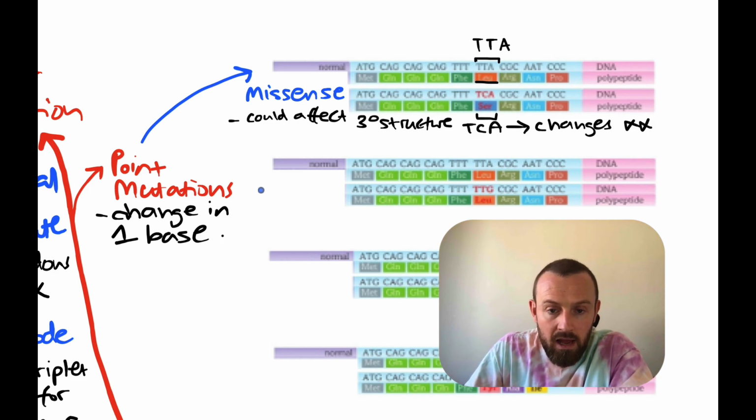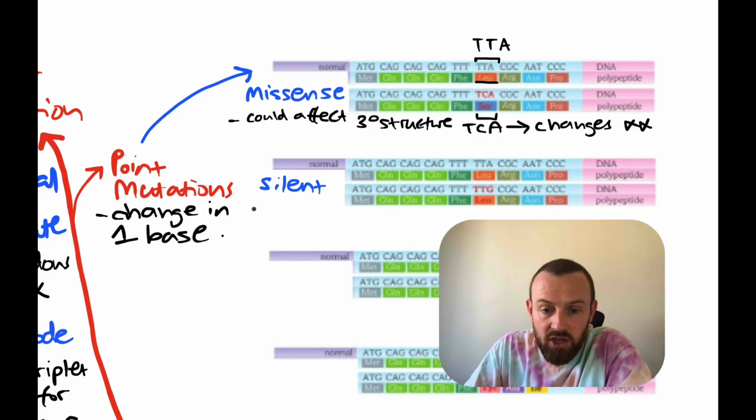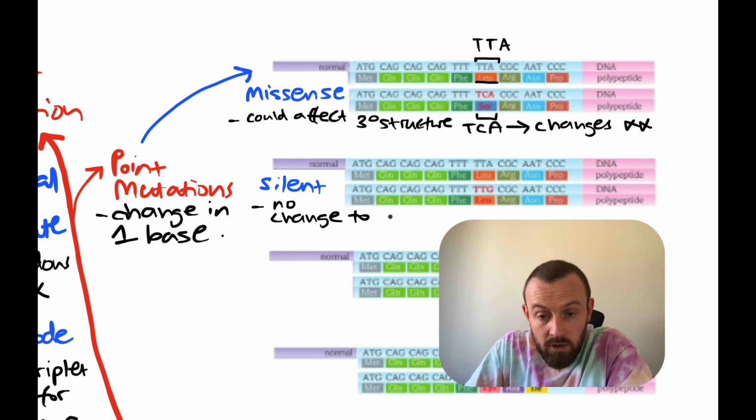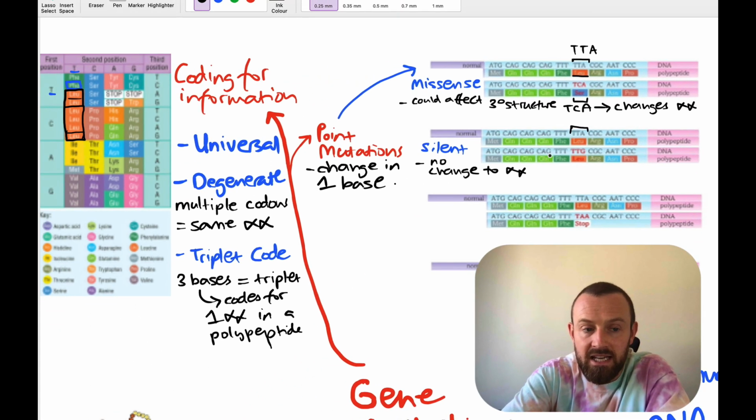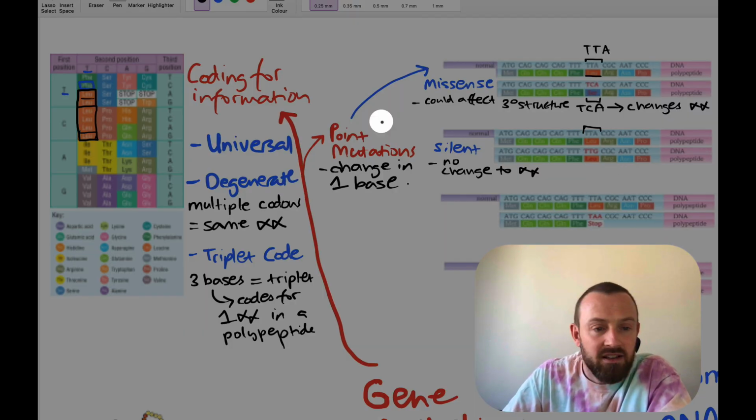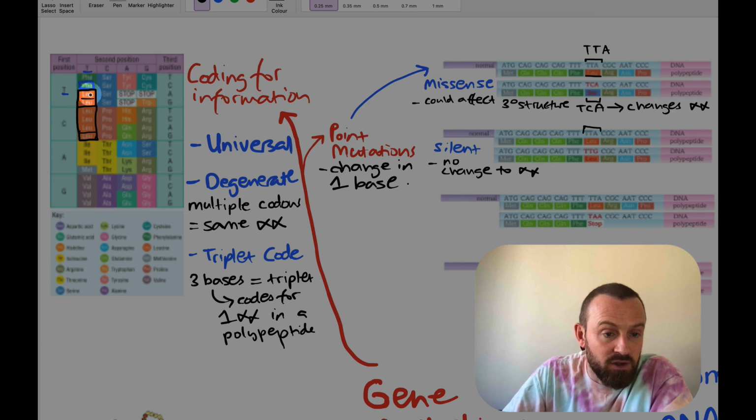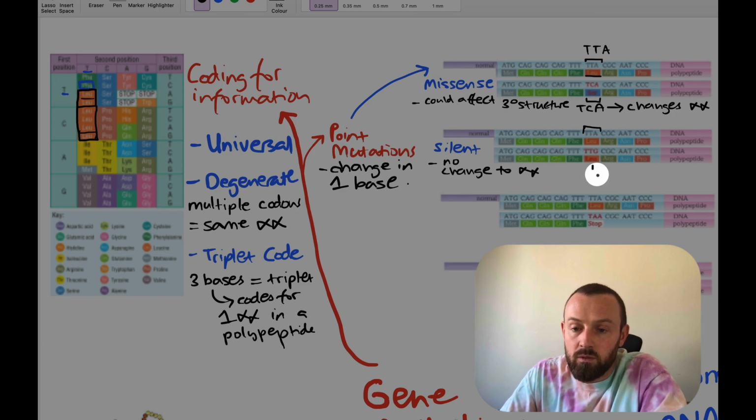Over here, we could have a silent mutation. A silent mutation is one where the body almost doesn't notice it. There is no change to the amino acid. That's because even though we have a change in the triplet sequence, or the DNA sequence, here it's TTA, here it's TTG, the TTG codes for the same thing as TTA. So TTA is leucine, that one there, and TTG is also leucine. So we'll just label that here.